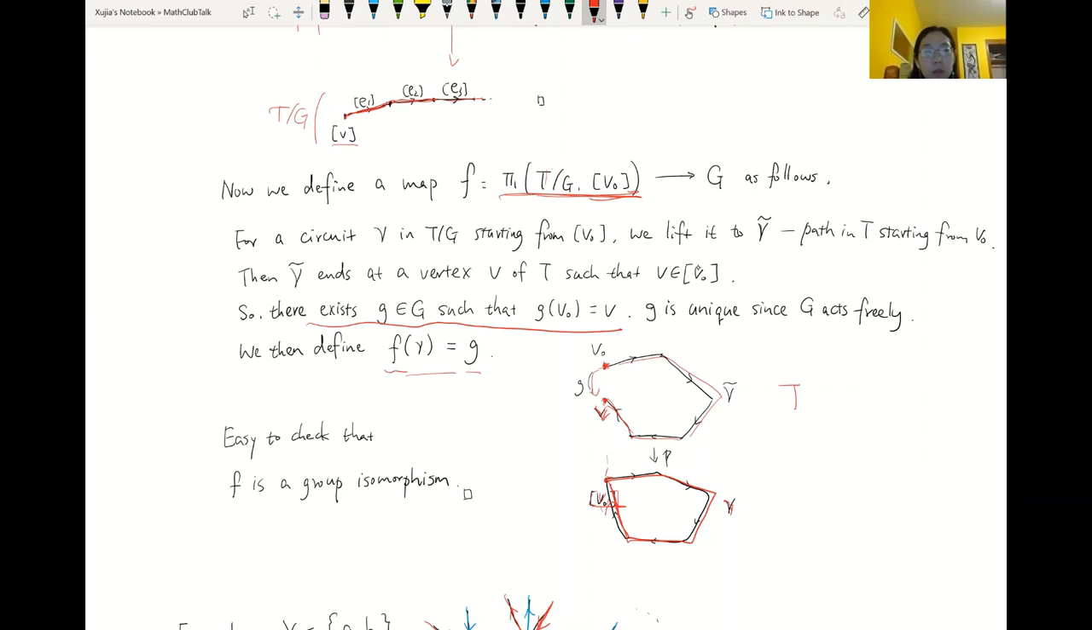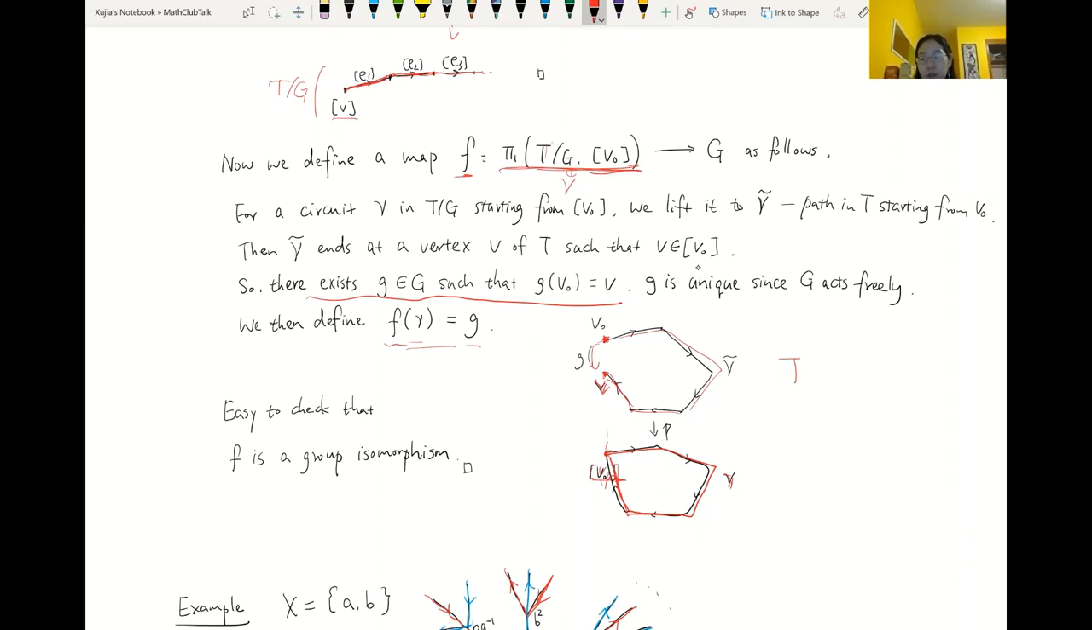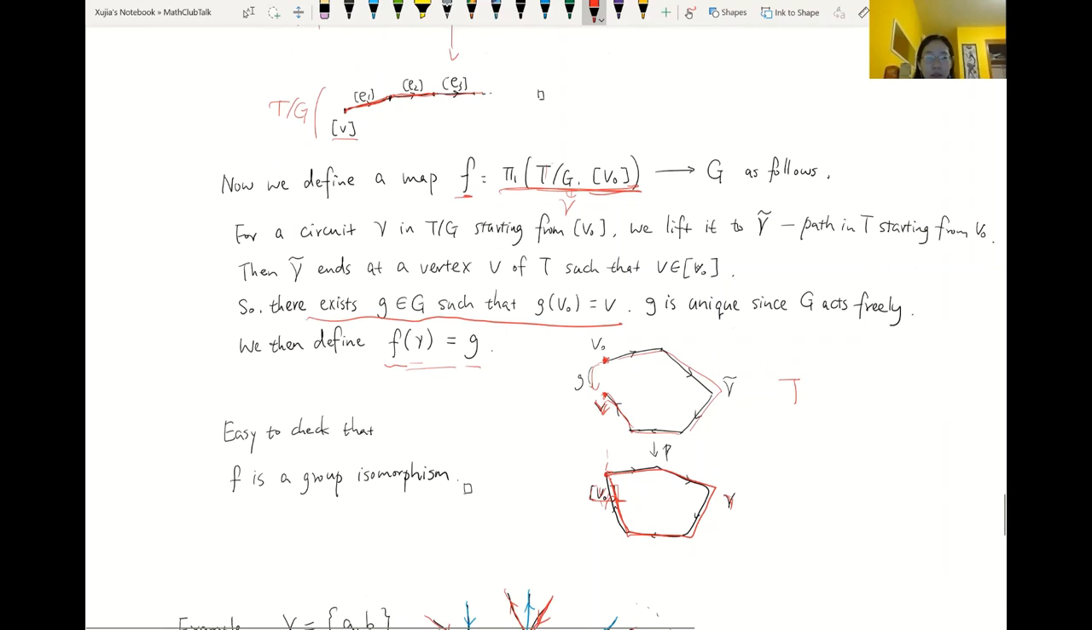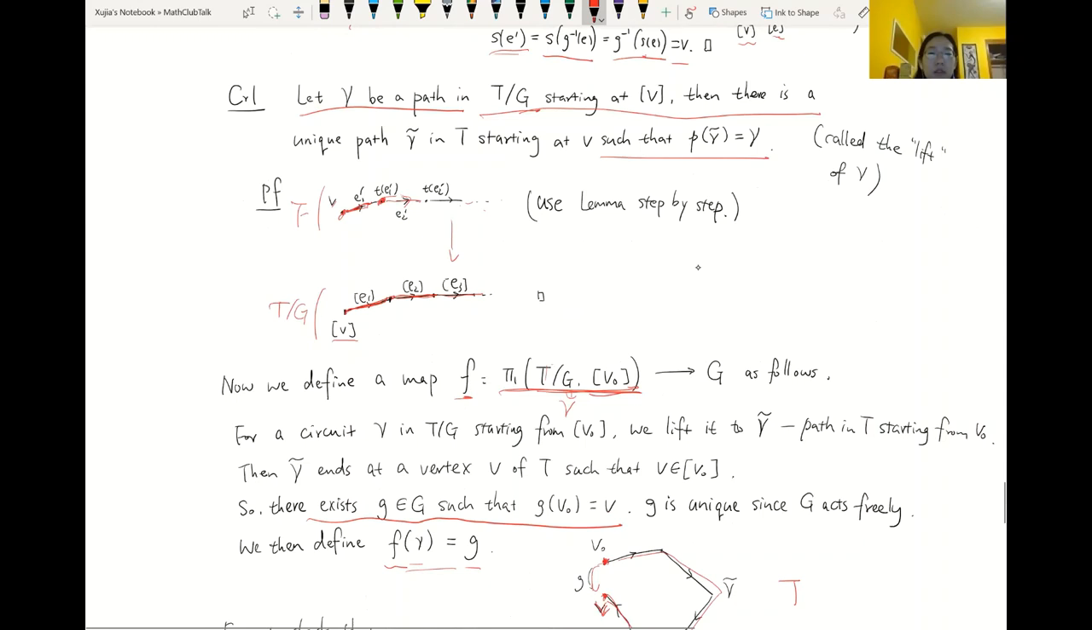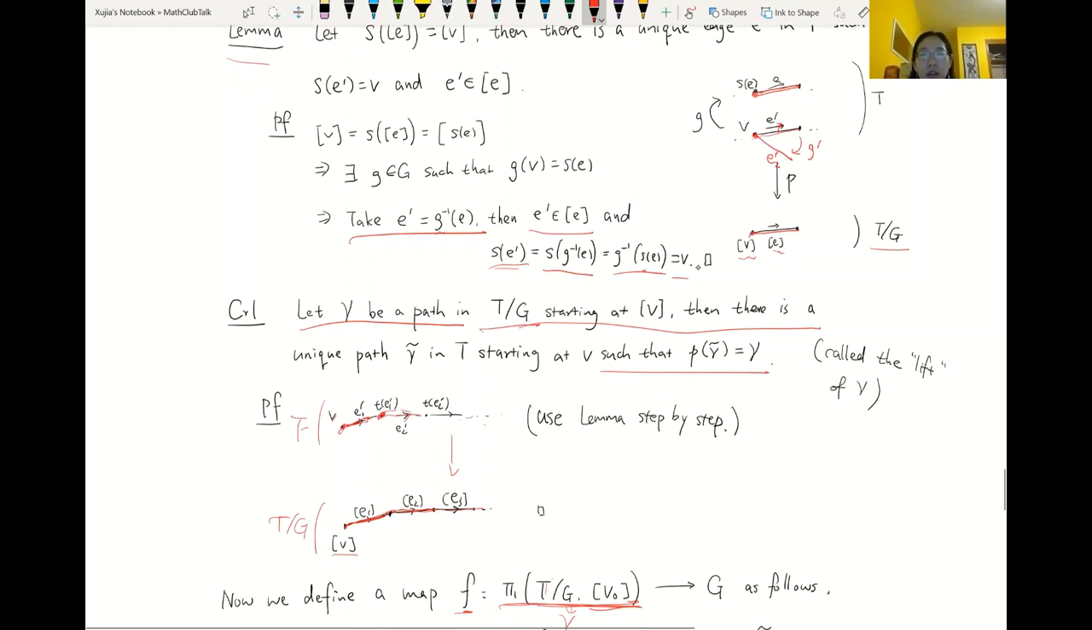Then we define this map F of this circuit gamma to be this element G. So we define this map F by telling you, if you have a circuit gamma in here, what is F of gamma? It's given this way. It's easy to check that F is a group isomorphism. I don't have enough time to check it here, but it is a group isomorphism. So this is the proposition: if I have a group G acting freely on a tree T, then the fundamental group of the quotient graph is isomorphic to G.